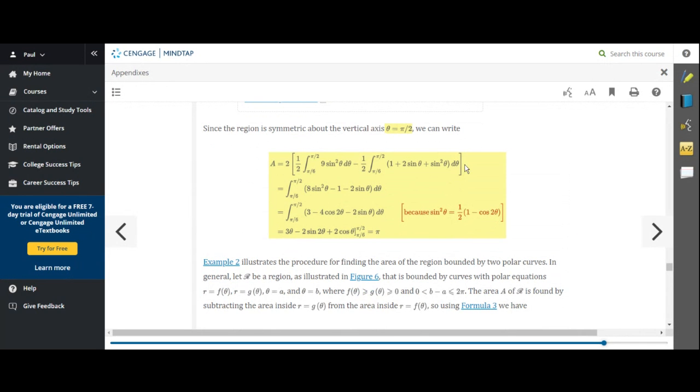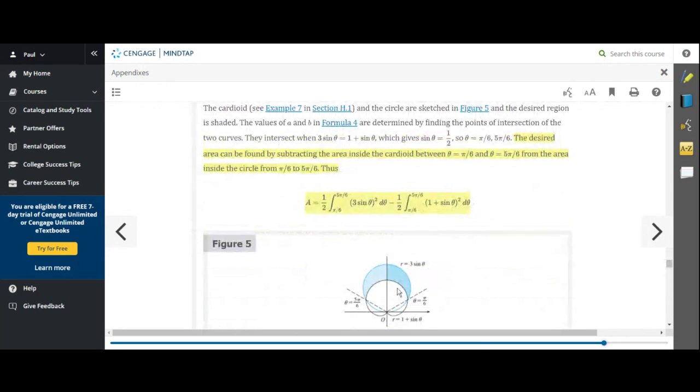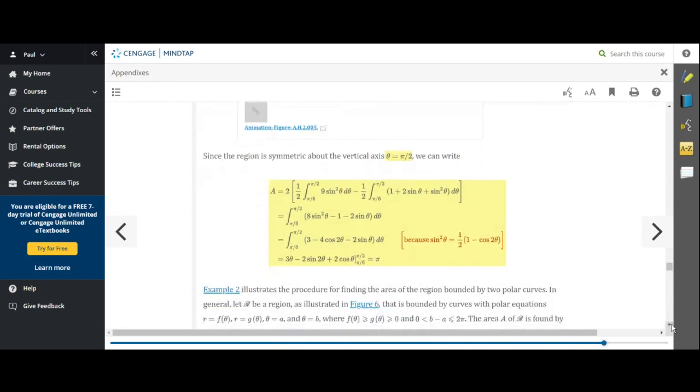So at any rate, here we are, they use symmetry. They get this expression for the area, which is 2 times the dark blue area that you see here to the right in figure 5. And then they just combine terms. The difference of 2 integrals is the integral of the difference. And then 2 times 1/2 is 1. And then they use the trig identity for sine squared theta. Sine squared theta is 1/2 times 1 minus cosine 2 theta. And they work it, and they get an answer of pi.